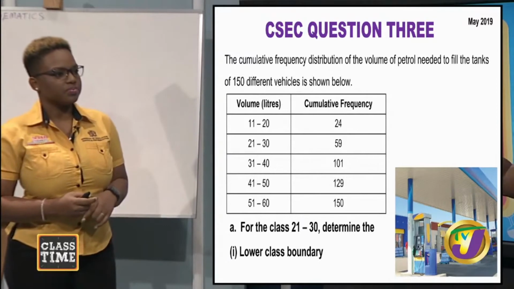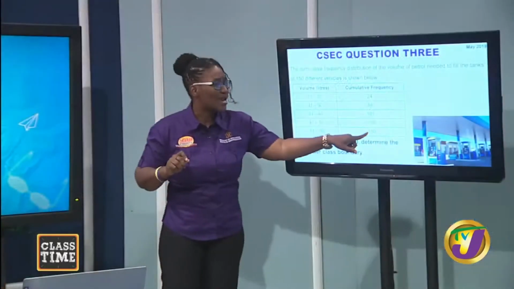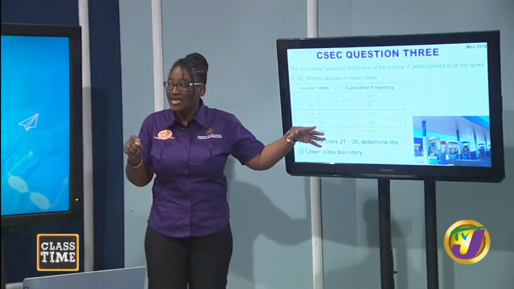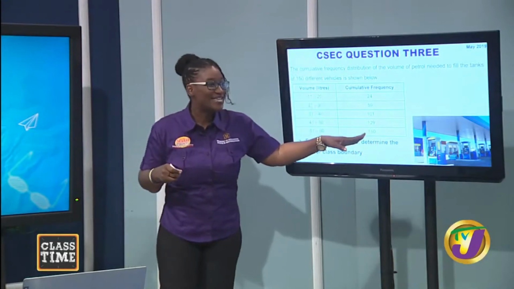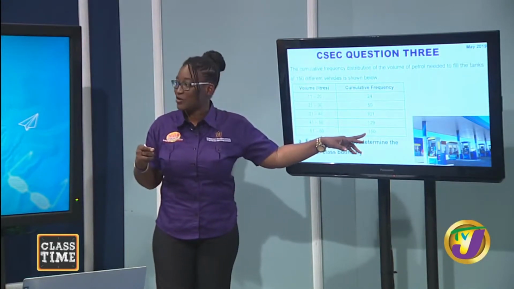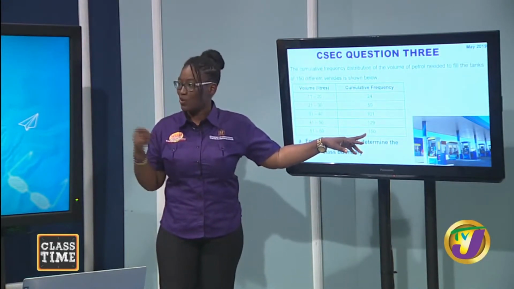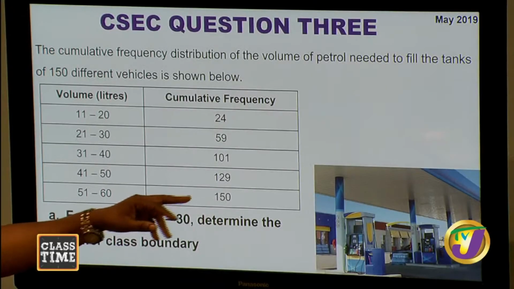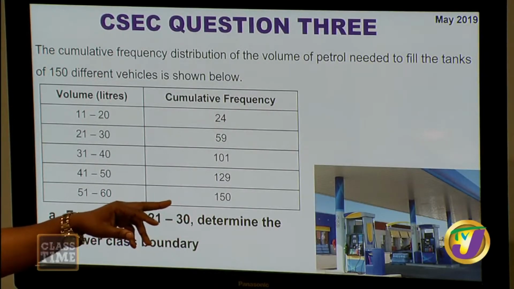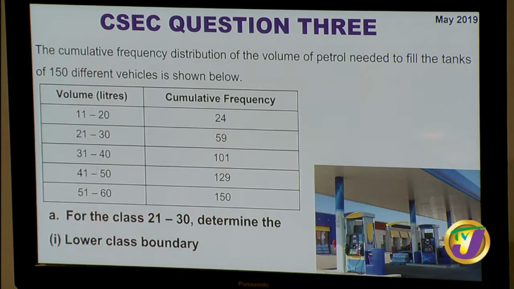Just want to point out one little thing before you go to the question. When I get to this 150 at the end of the cumulative frequency column, what will that tell me? So far, everything. Everybody. Beautiful. Total. Good. Sum. All right.